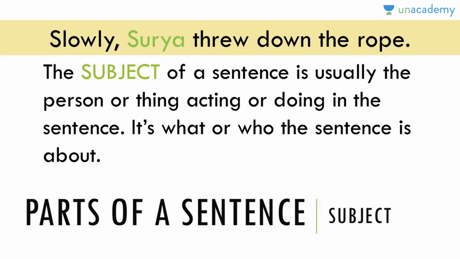The subject of a sentence is usually the person or thing that is acting or doing in the sentence. For example, in the sentence, "Slowly, Surya threw down the rope." So who is throwing down the rope? Surya is. So then he is the subject. It's what or who the sentence is about. This sentence, you can guess, is about Surya, because of what he is doing. So he becomes the subject.